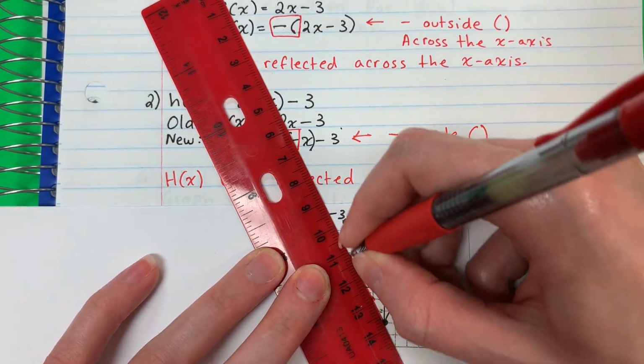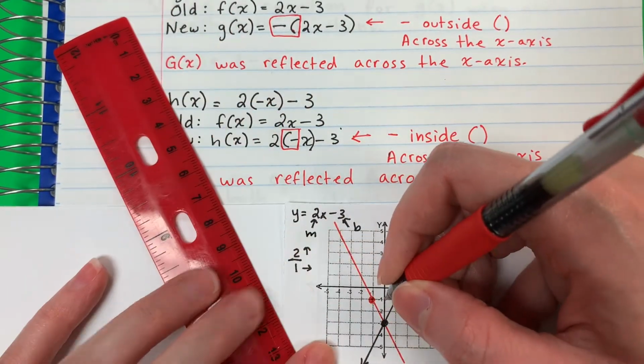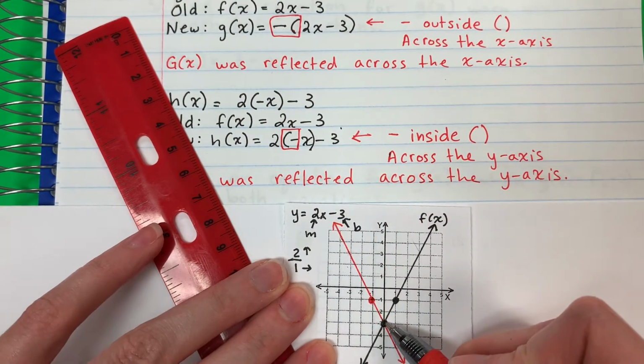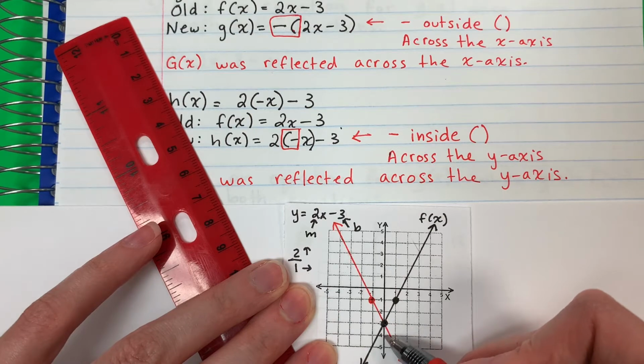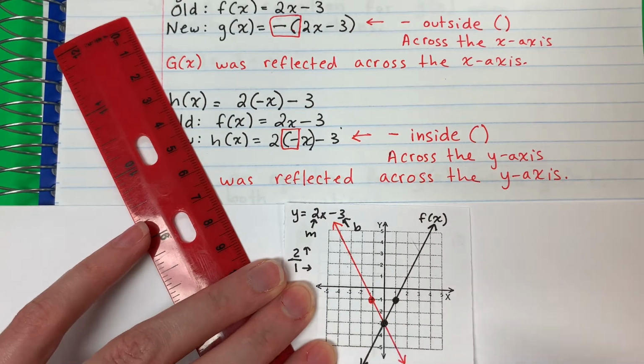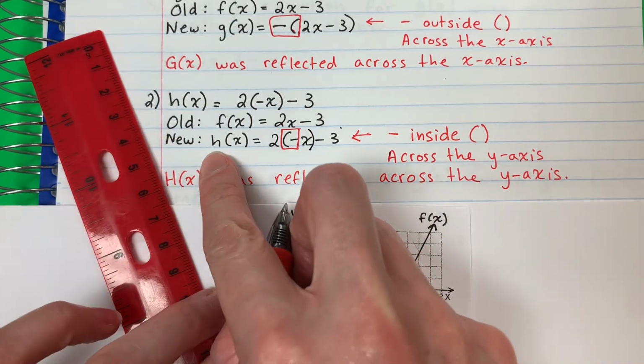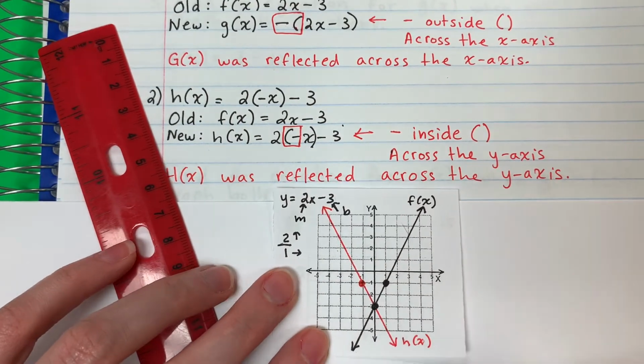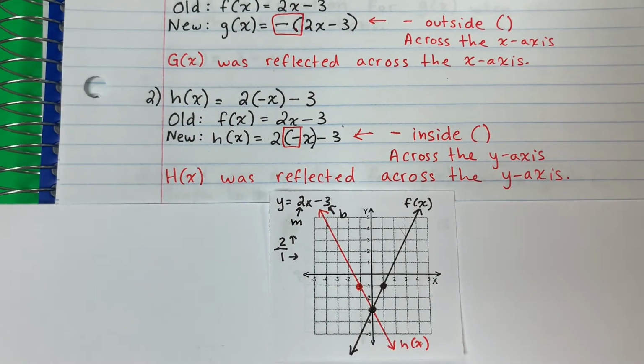So if it's on the reflection line, don't change anything. Okay, so there it is. And this is h of x. All right, so go ahead and copy that down. Pause the video if you need to.